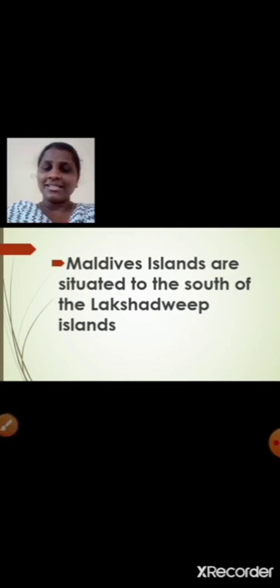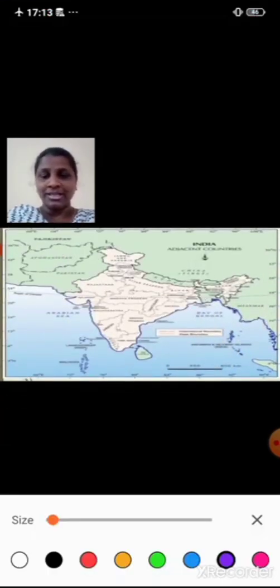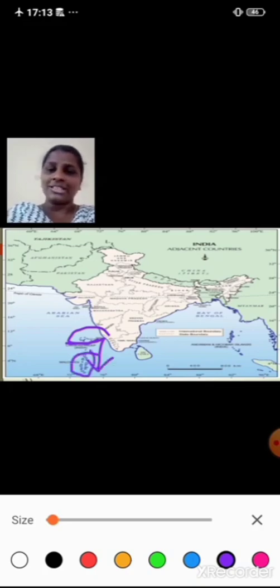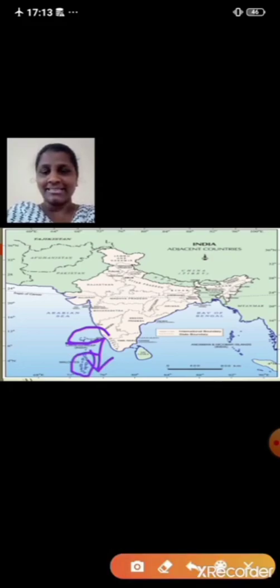Maldives Islands are situated to the south of the Lakshadweep Islands. So where are Maldives Islands situated? Yes, to the south of the Lakshadweep. Here is Lakshadweep, right? Here are the Lakshadweep Islands, and Maldives is situated to the south of Lakshadweep Islands. Is that clear, students?